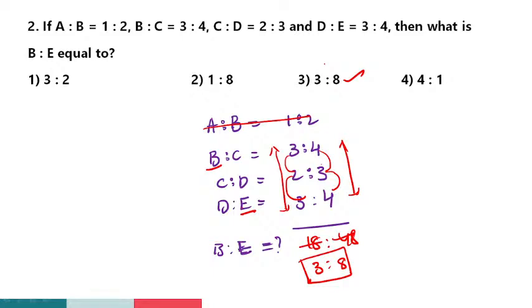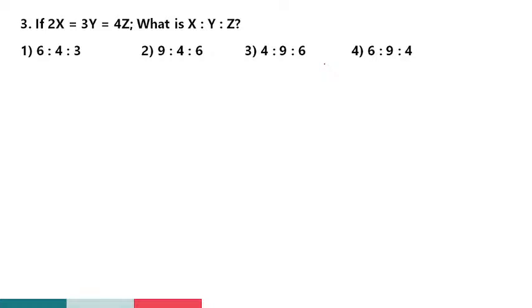Okay, and move on to the next one. If 2x is equal to 3y is equal to 4z, what is x is to y is to z? What is x is to y is to z? What is the answer, guys? Anyone?